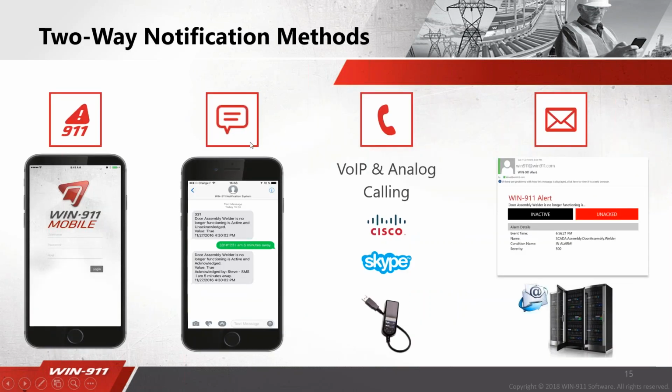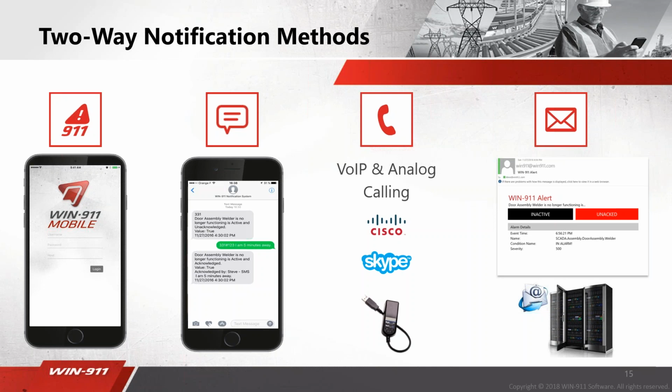So the last piece would be the notification methods, or notifiers. The first one on the left is our mobile app. This is an iOS or Android mobile app. It does require the internet, so you have to put our mobile 911 server piece on a machine that is connected to the internet. Once an alarm occurs, WIN-911 sends it to that mobile server, and then that sends it over to the Android and Apple push servers, which then deliver it to your phone.